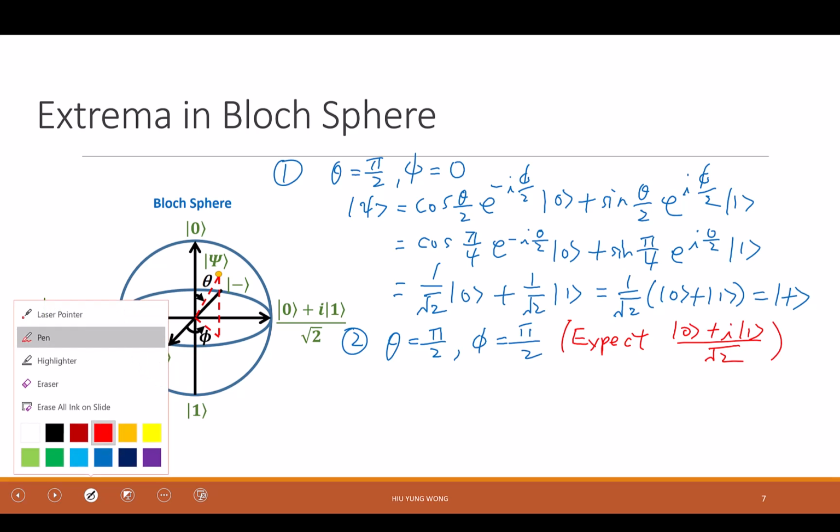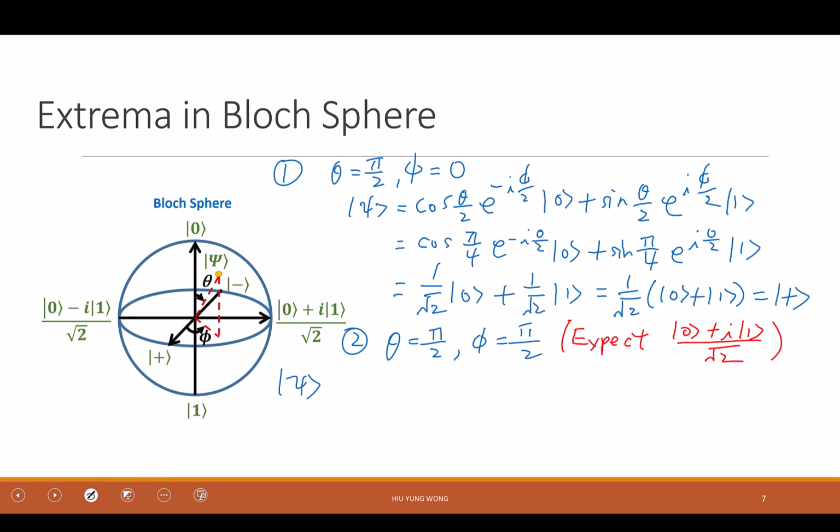Okay, let's try. Then we have psi equals cosine pi divided by 4, e to the power negative i pi divided by 4, |0> plus sine pi divided by 4, e to the power i pi divided by 4, |1>. Is this okay up to here? How did I do the substitution? I just substitute theta with pi divided by 2 and phi with pi divided by 2, right? Then we just go through the math.